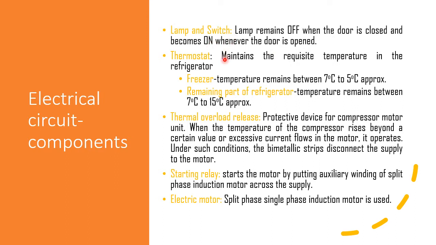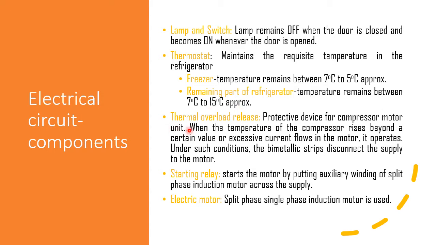The next one is the thermostat. This thermostat is used to maintain the temperature in the refrigerator. In the refrigerator, we are having two parts, freezer and the remaining part of the refrigerator. In the freezer part, the temperature is very low. So this thermostat is used to maintain the temperature between 7 degrees C to 5 degrees C approximately. In the remaining part of the refrigerator, the temperature should be maintained between 7 degrees C to 15 degrees C.